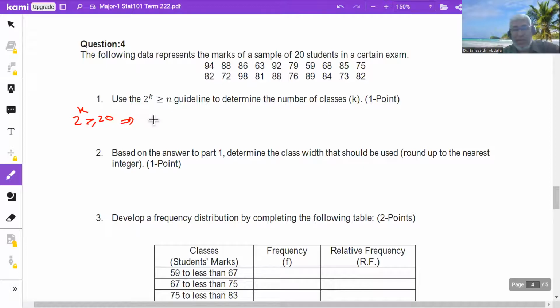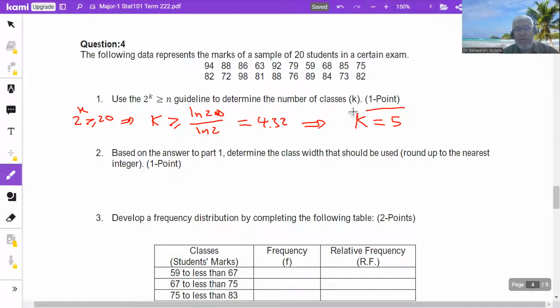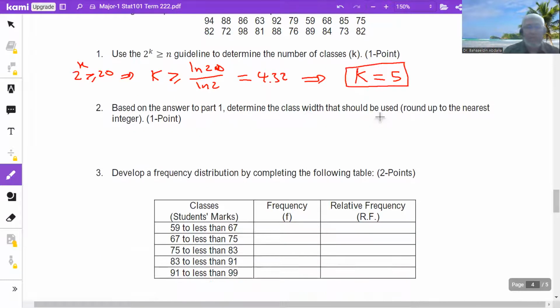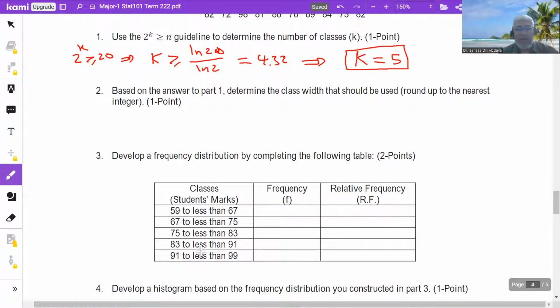Or I prefer taking the ln of both sides, then k ln 2 would be greater than ln 20, or k is actually greater than ln 20 over ln 2. And if you use the calculator, ln 20 over ln 2 will give you 4.32. This means k should be greater than this number. A number of classes should be an integer. So k is 5. So the number of classes is 5. You can notice here that 1, 2, 3, 4, 5, the number of classes is 5.